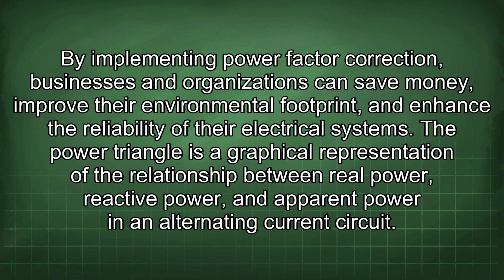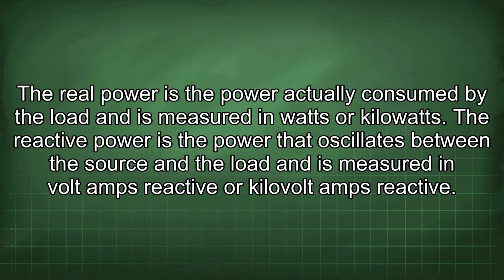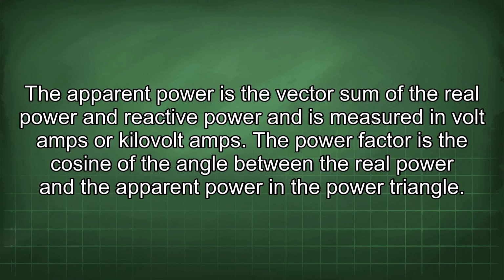The power triangle is a graphical representation of the relationship between real power, reactive power, and apparent power in an alternating current circuit. The real power is the power actually consumed by the load and is measured in watts or kilowatts. The reactive power is the power that oscillates between the source and the load and is measured in volt-amps reactive or kilovolt-amps reactive. The apparent power is the vector sum of the real power and reactive power and is measured in volt-amps or kilovolt-amps.